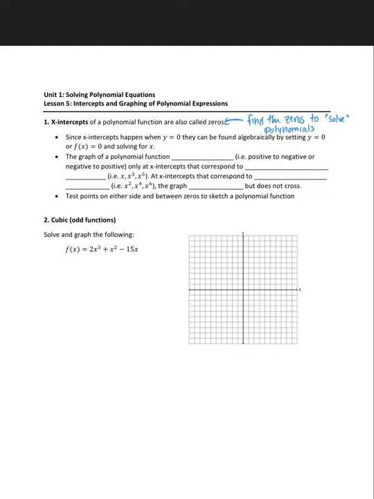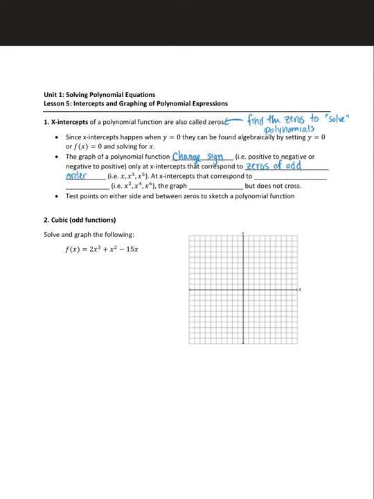Since the x-intercepts happen when y equals 0, they can be found algebraically by setting y equal to 0, or if we're talking in terms of functions, f of x equal to 0, and solving for x. The graph of a polynomial function changes sign, meaning it goes from positive to negative or negative to positive on the graph, only at x-intercepts that correspond to zeros of odd order.